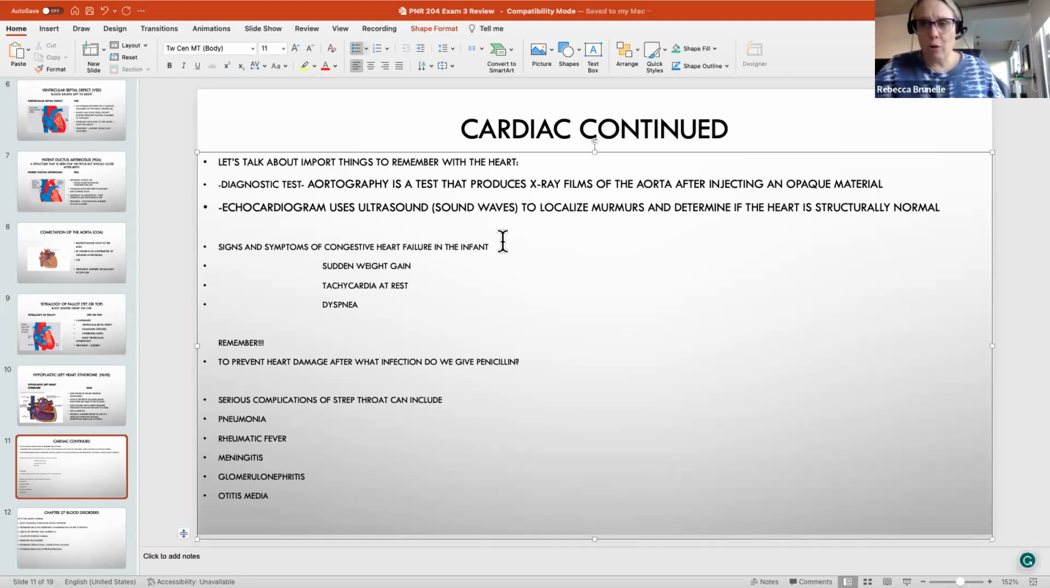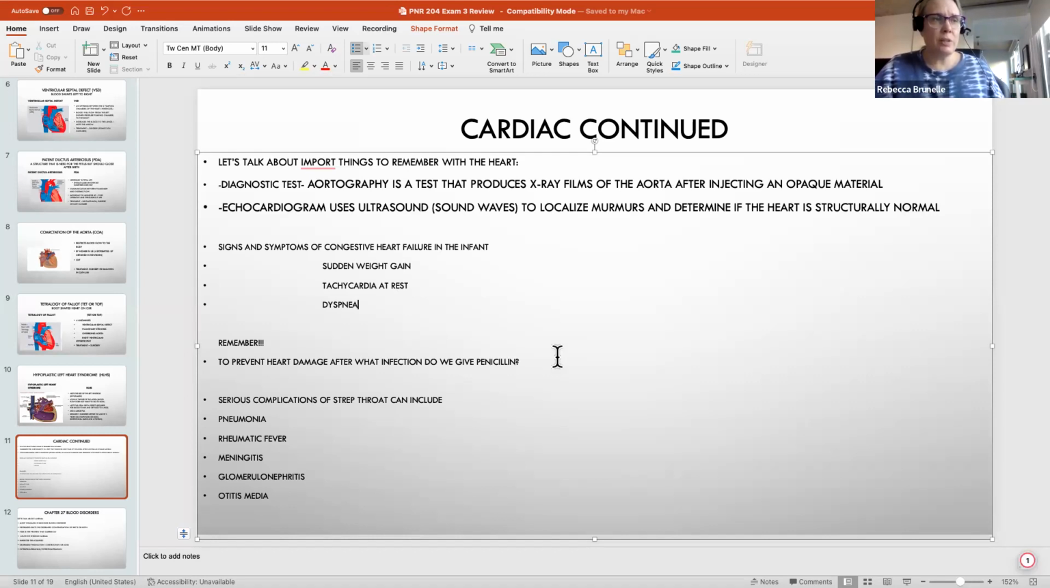You've probably talked about heart failure in the adult world. Things that you definitely worry about with children are tachycardia at rest, poor feeding, sudden weight gain, and dyspnea. Those are things that you would really worry about as signs of heart failure.